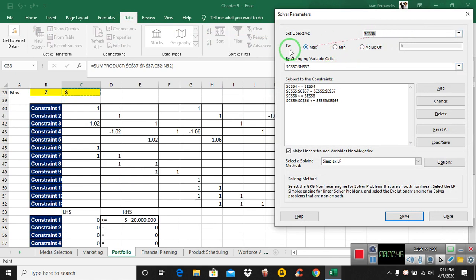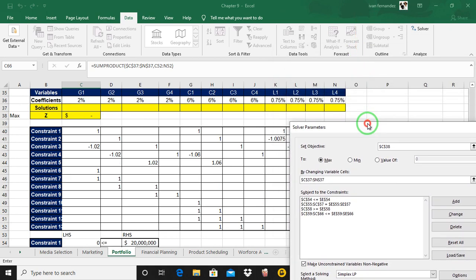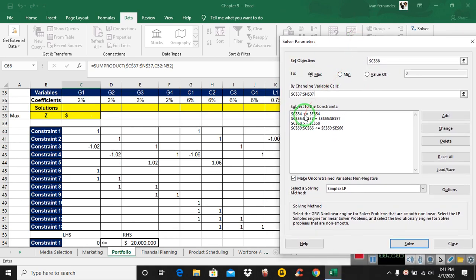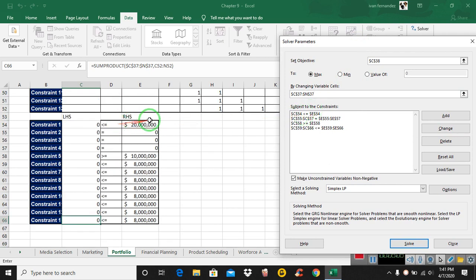Okay, so set the objective, which is Z right there, to maximum, because I want to maximize the amount of money that I get back, by changing these cells. Yeah, 37 from C to N. Yep, and then these are my constraints. Okay, just eyeballing them. Okay, make it non-negative, Simplex LP.